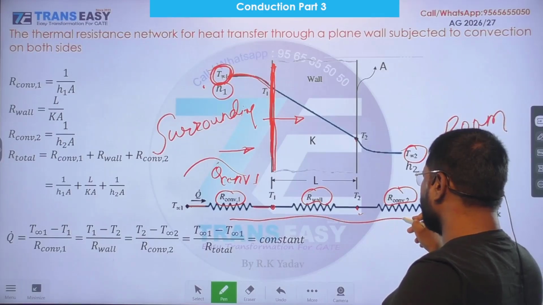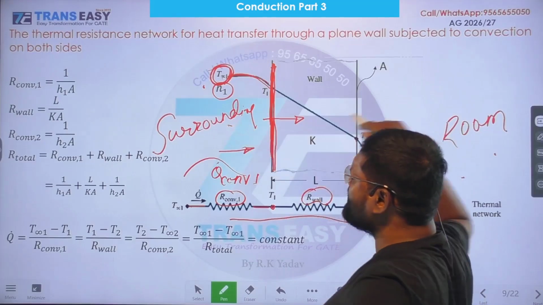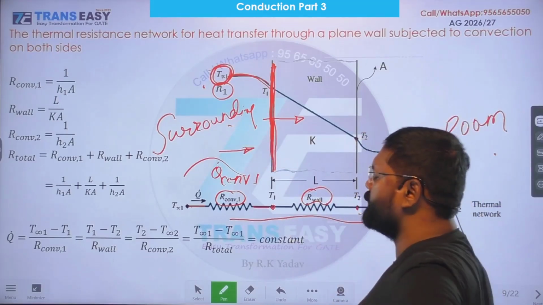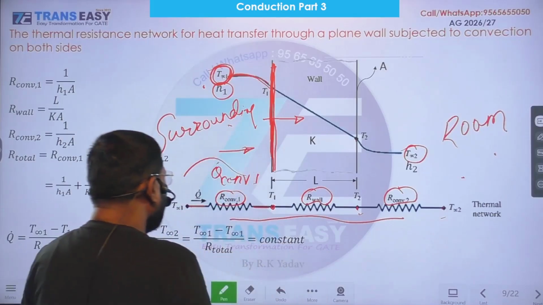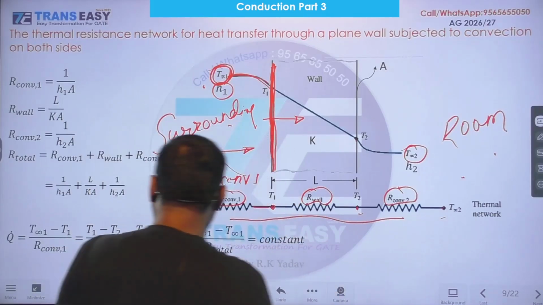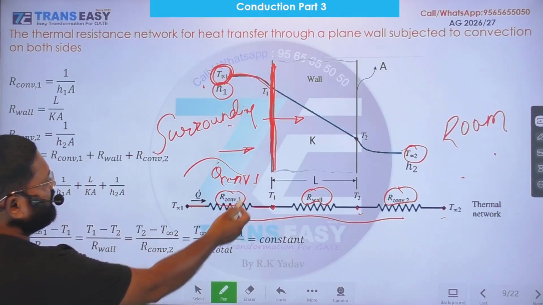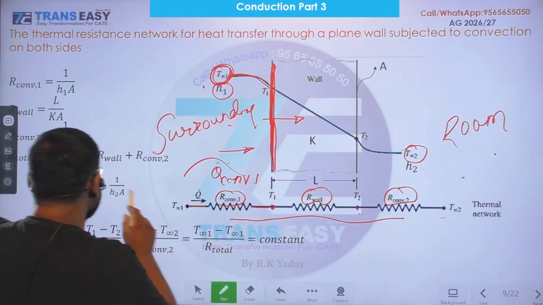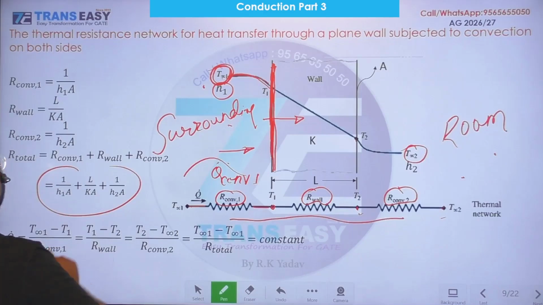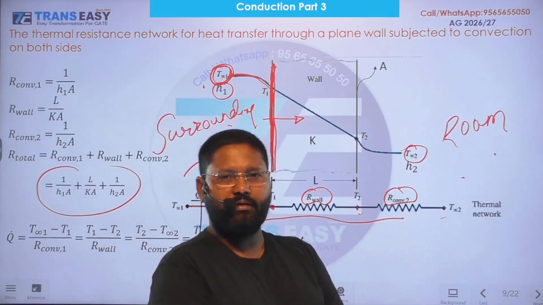add these all resistances to get the total thermal resistance between these two surroundings. In dono surroundings ke beech mein total thermal resistance kitna hai, in sab ko add kar do. After adding 1 upon H1A plus L upon K plus 1 upon H2A. This is the total resistance between this surrounding and this surrounding.